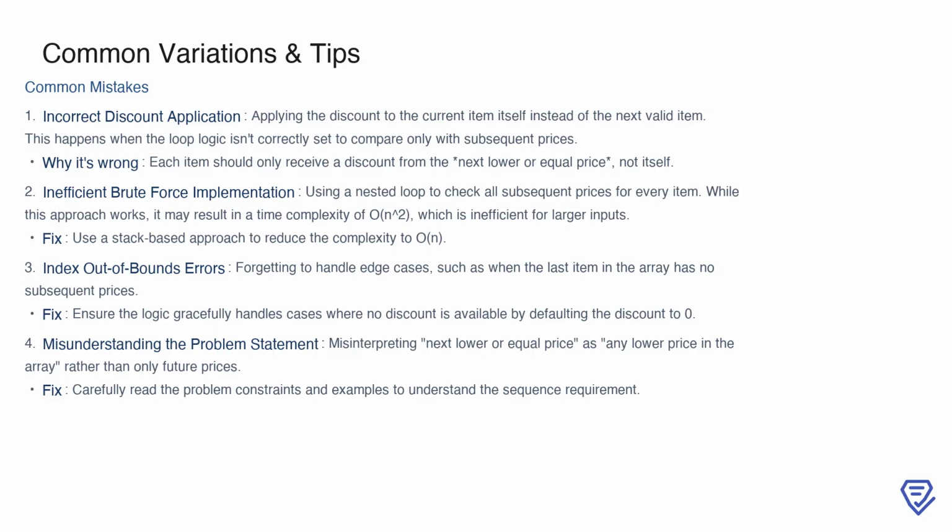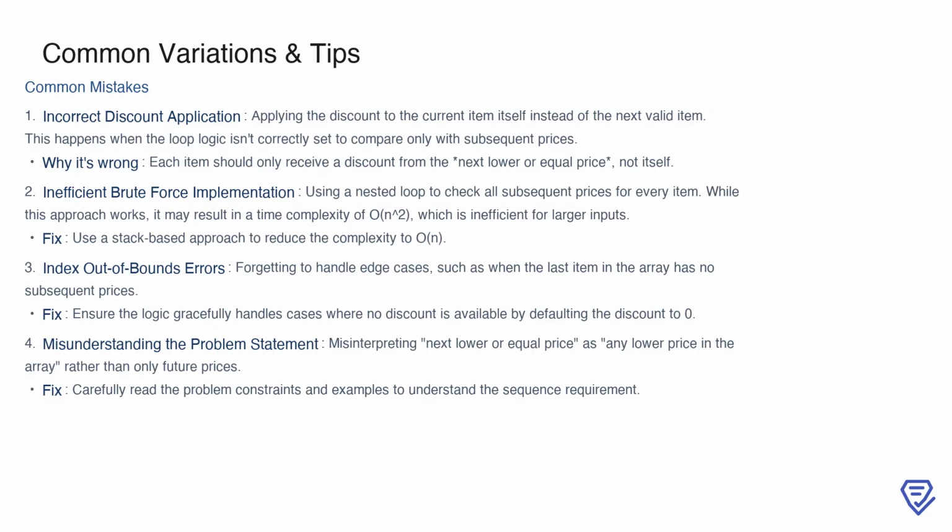Remember, each item should only receive a discount from the next lower or equal price in the sequence, not from itself or any earlier prices. Missteps in loop logic can lead to this mistake. Another common error is using an inefficient brute force approach. While a nested loop to check all subsequent prices for every item might seem straightforward, it results in a time complexity of O(n squared), which is not optimal for larger inputs. Instead, a stack-based approach can reduce this to O(n), making the solution much more efficient.